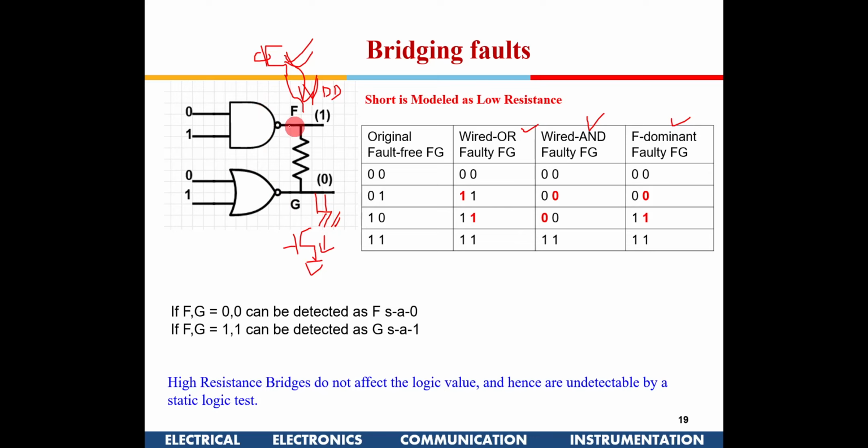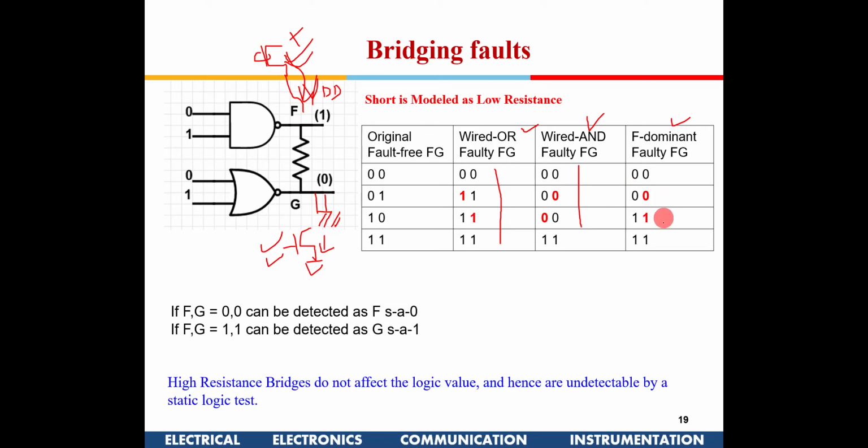Okay, so it depends on which transistor is driving this to 1 and this. So if this is stronger, obviously it will result in a wired OR, right? But if it is the other way around, if this NMOS in this particular circuit is stronger and this PMOS is weaker, then it could result in a wired AND connection.